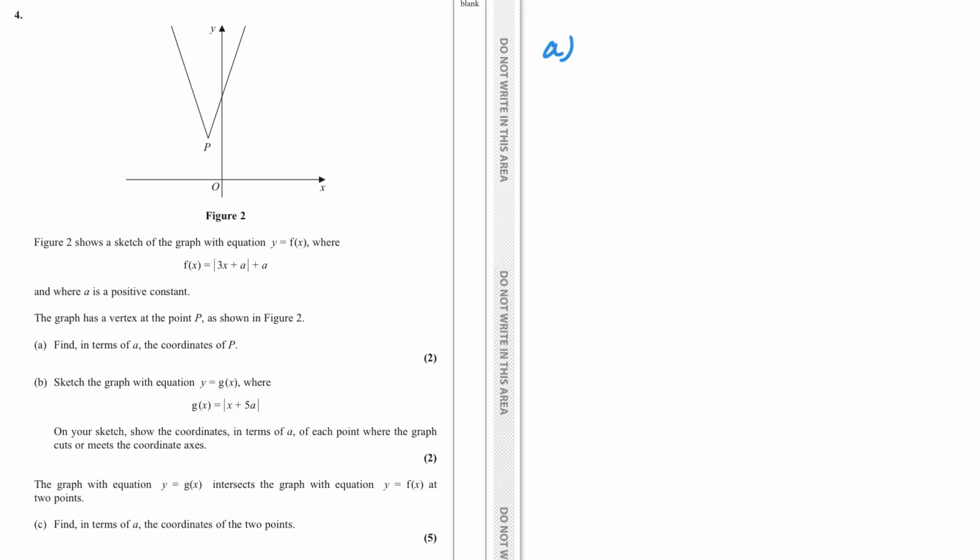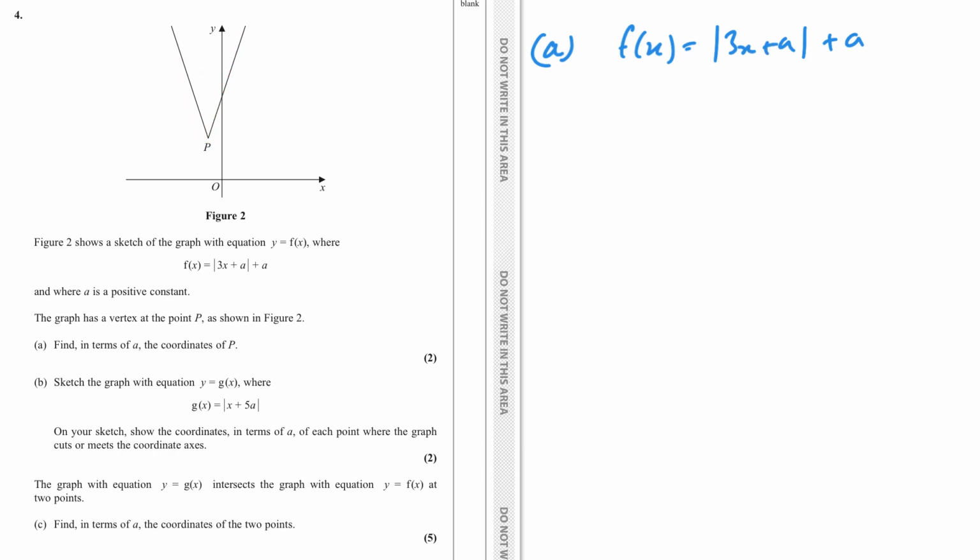Okay, part A is nice and easy here. We need to find this point P, find essentially the x coordinates and then the y coordinates. Now, if I look at my f of x, this is 3x plus a in a modulus sign, plus a. This modulus sign will always be positive.